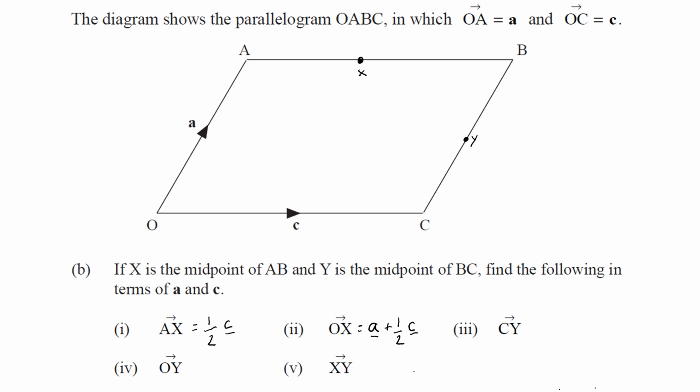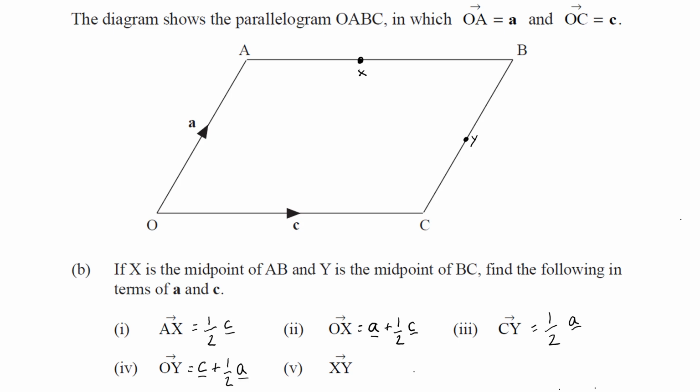How do we get from C to Y? Well, if we recall that from C to B, this is the vector A, because it's parallel to this, so if this is A, this is A. But Y is in the middle of it, Y is halfway, so from C to Y, that's going to be 1/2 of the vector A. How do we get from O to Y? Well, we're going to start at O, we're going to go along to C, then up to Y. So this journey here is C, and then this bit here is a half A. So it's going to be C plus 1/2 A.